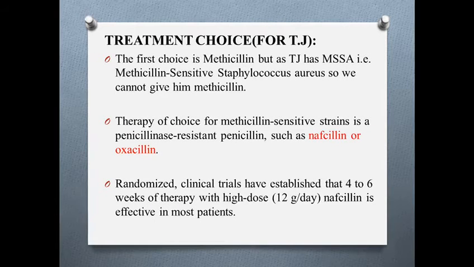So for the patient, the treatment choice is methicillin. Methicillin is the first choice of drug in endocarditis caused by Staphylococcus. But our patient is methicillin-sensitive Staphylococcus aureus positive, so we cannot give him methicillin. The other drug choice for this is penicillinase-resistant penicillin, which is methicillin or oxacillin.